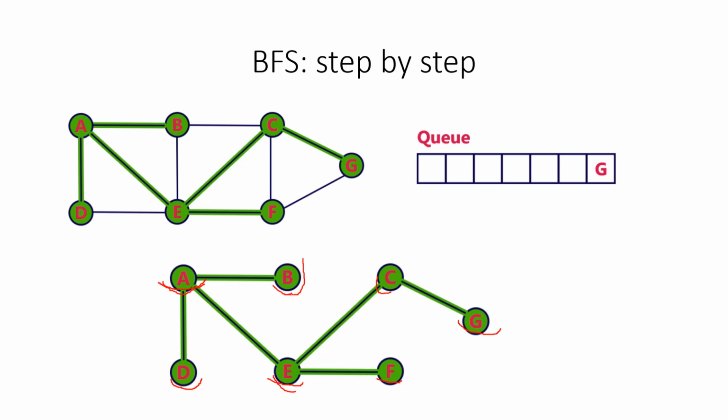For B, the predecessor is A. For E, the predecessor is A also. For D, the predecessor is also A. For C and F, the predecessor is E. And for G, the predecessor is C.